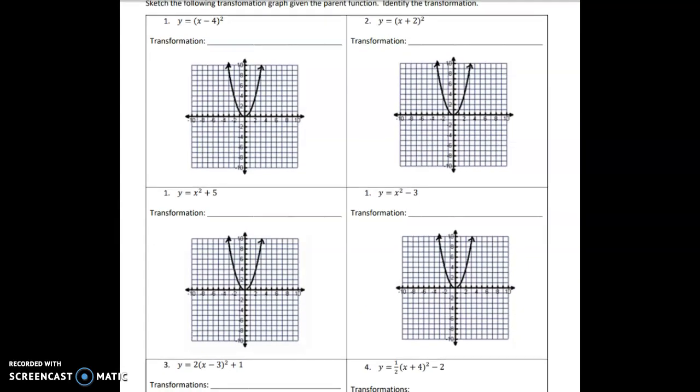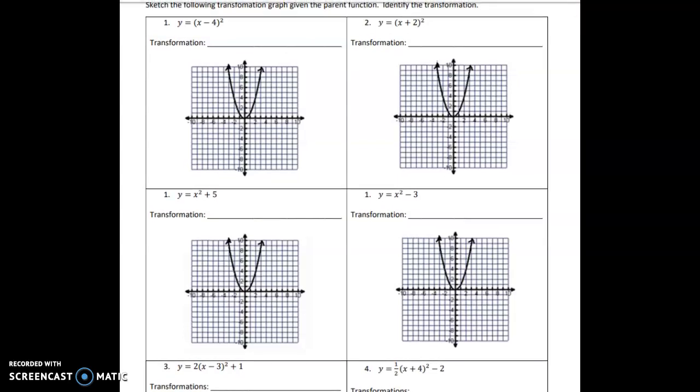So sketch the following transformations, giving the parent function, identify the transformation. Okay, so we have x minus 4 squared. Is that an a, is that an h, or is that a k? It's an h. Remember, because our vertex form is y equals a, x minus h squared plus k. So our H value is actually 4, just positive 4, because the subtraction sign is already part of the formula.